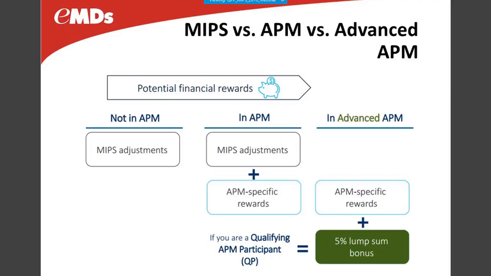If the clinician is participating with an advanced APM, they are only going to participate with that APM. They are exempt from the MIPS program, and they can also receive a 5% bonus.